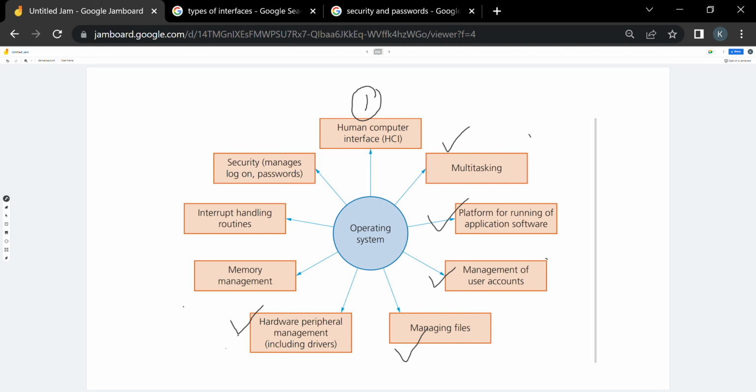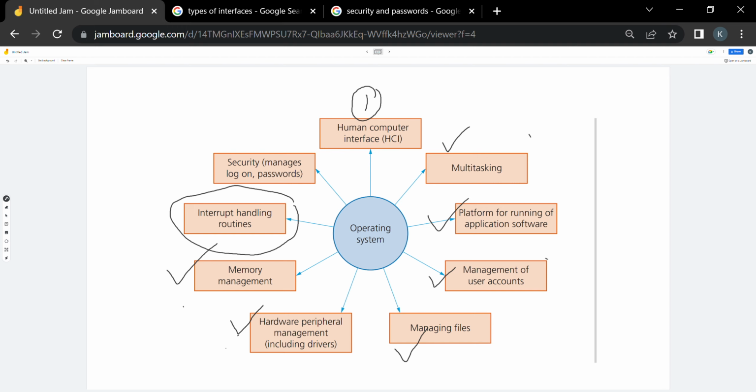Memory management. As we have discussed in our previous chapter, memory is in fact your RAM and ROM. So the process of entering data inside the RAM and taking it out from the RAM on user demand is also being handled by the operating system. Then we have the interrupt handling routine. What are interrupts? We will discuss it in our next slide. But interrupts are basically signals that are sent to the processor for seeking the attention of any process.